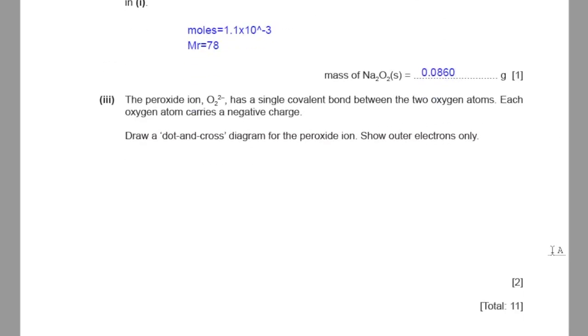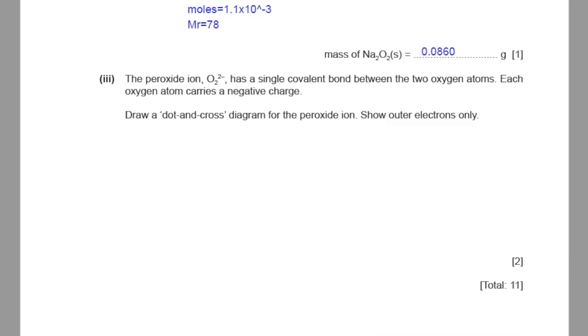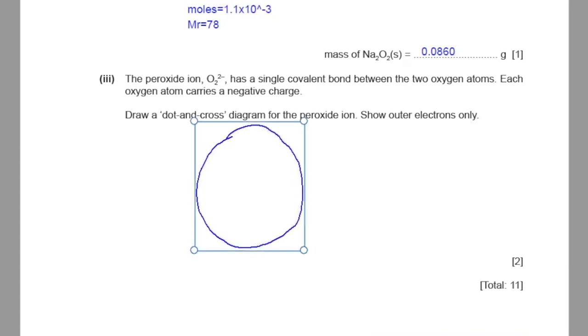Part 3. The peroxide ion has a single covalent bond between the two oxygen atoms. Each oxygen atom carries a negative charge. Draw a dot and cross diagram for the peroxide ion. Show outer electrons only. So a single covalent bond means each oxygen atom is sharing one electron with the other one. So there is this one oxygen atom and there is this another one. Both of them share one electron with each other.